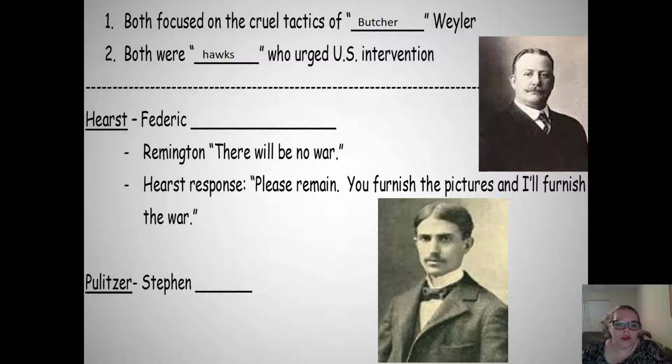Okay. Hearst has his own little ace in the hole. Okay. His name is Frederic Remington. He is the gentleman you see on the top picture. Remington was a photographer and an artist. And he is sent to Cuba to cover the war. He's sent there to take pictures of the battles and the troops and the horrible things that are going on, to paint the pictures of the major battles and send them back so Hearst can publish them in his papers.